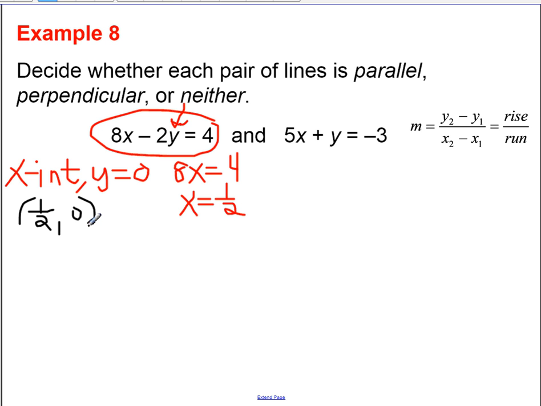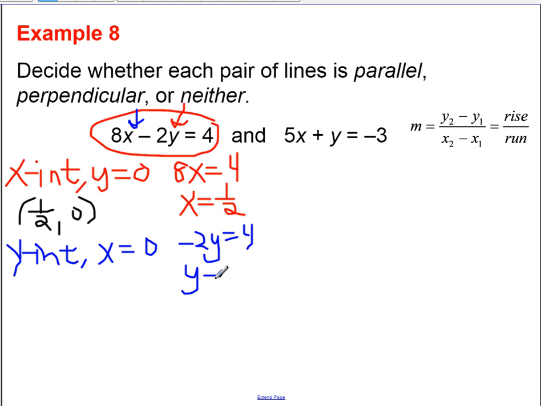Let's find the y-intercept. The y-intercept is found by setting x equal to 0. By plugging in 0 for x here, we get the resulting equation is -2y equals 4. Dividing both sides by -2, we get y equals -2. So our other point here is 0, -2. We're going to use both of those to find the slope of the line.